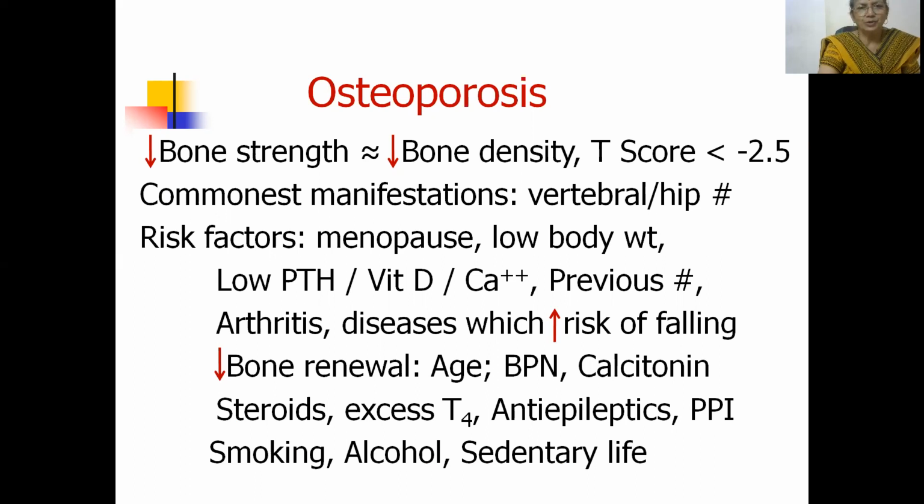Low parathormone, low vitamin D, or low activation of vitamin D, which will lead to low calcium availability, are other risk factors. Previous fractures increase the risk for subsequent fractures. So diseases like arthritis or diseases which increase the risk of falling, say vertigo, hypoglycemia. So anything which increases the risk of imbalance, that can also trigger fracture, and fracture can trigger further fractures.